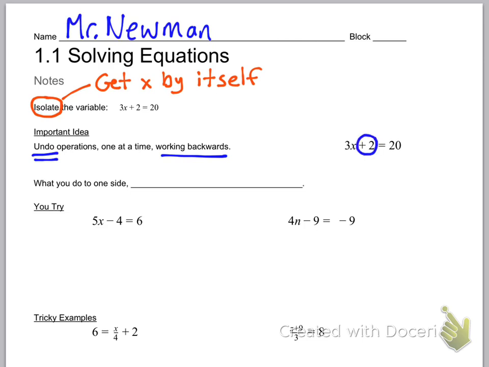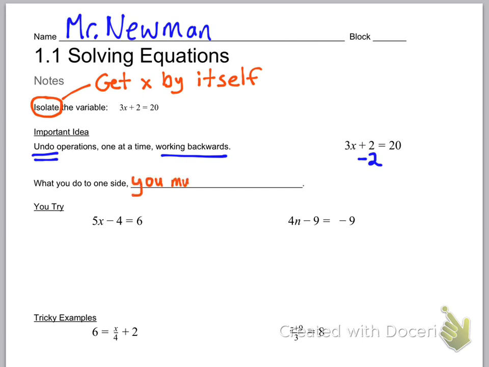So let's look over here at our problem. I made it a little larger here on the right for you. That first operation is adding 2, 3x plus 2. We want to undo that operation. So in order to undo it, we're going to subtract 2. The opposite of adding is subtracting. So I subtract 2. And then we get to our next big important idea.